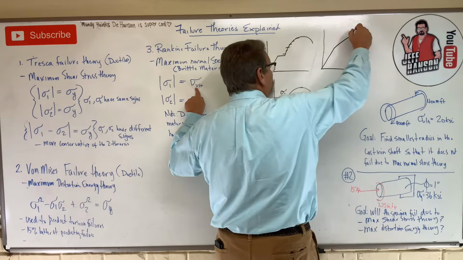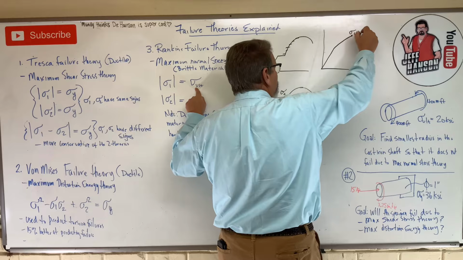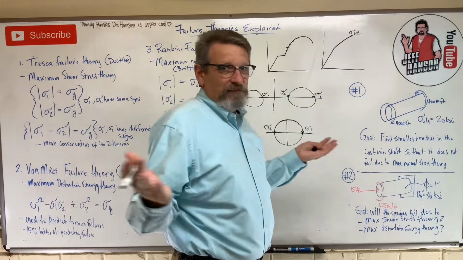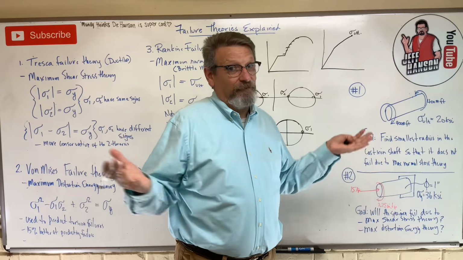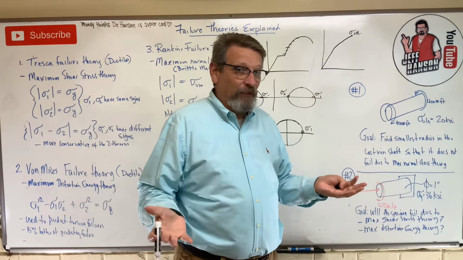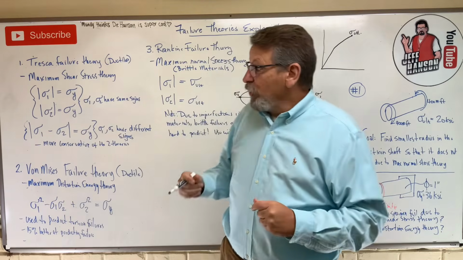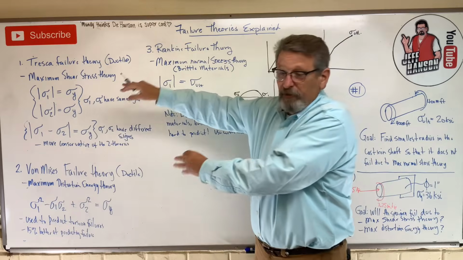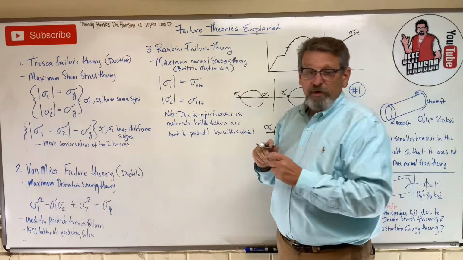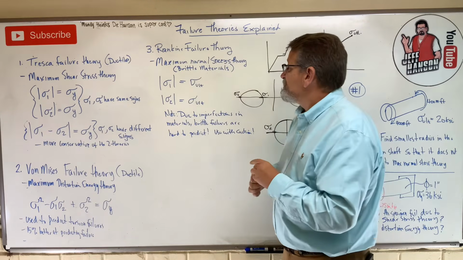We look at this point up here, which is sigma ultimate, right? Because at that point, it just breaks. So for a brittle material, a fracture is the failure. We don't want that to happen, okay? So in ductile materials, we're looking for yielding. In brittle materials, we're looking for ultimate. And again, it's pretty much the same thing.